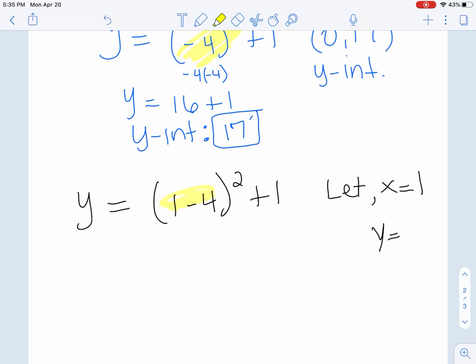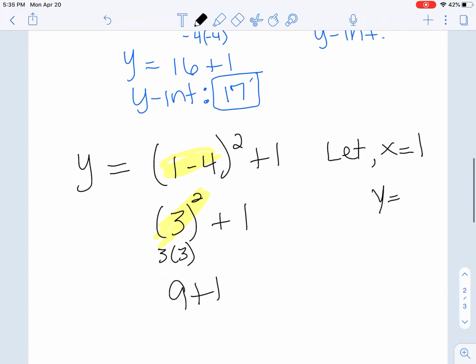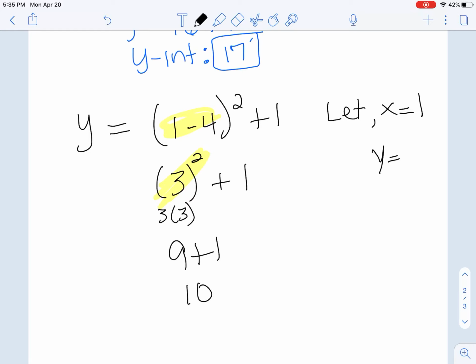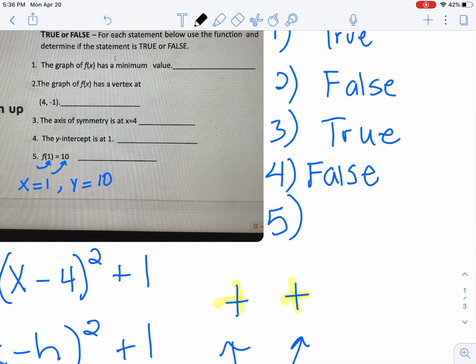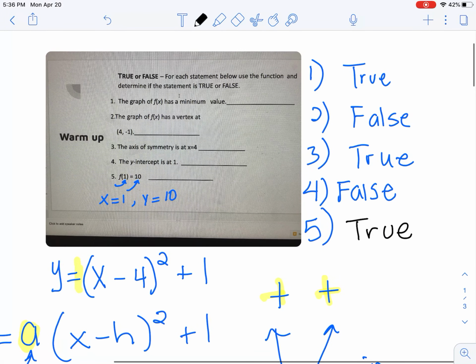All right, so again, we start within the parentheses. Remember PEMDAS. 1 minus 4 is -3. Now we do exponents. So -3 squared, -3 times -3, is 9, plus 1. So 9 plus 1 is 10. So when x is 1, y is 10. That is true. So if I go back up to the original warm-up, f of 1 is 10. That is correct.